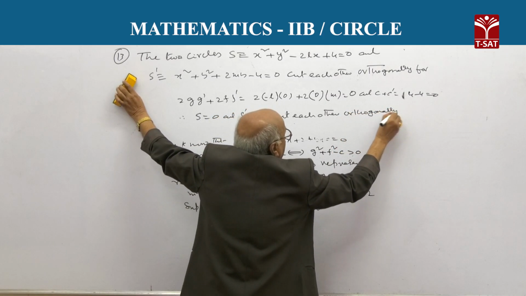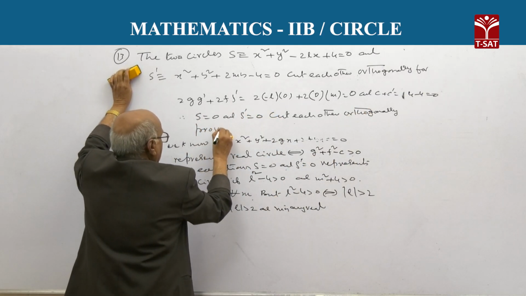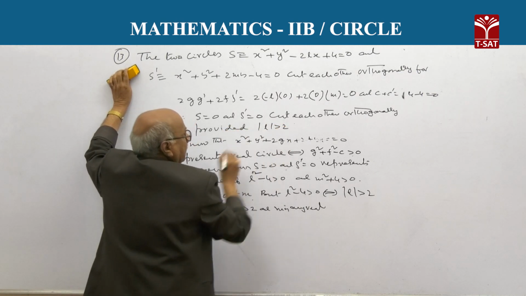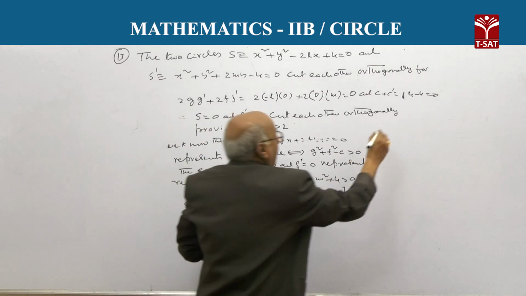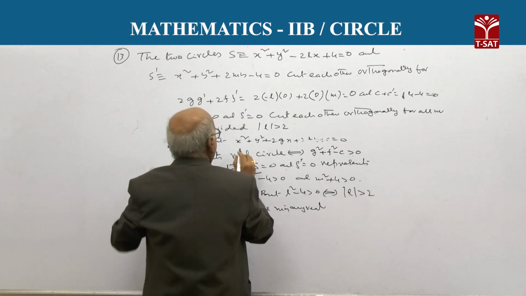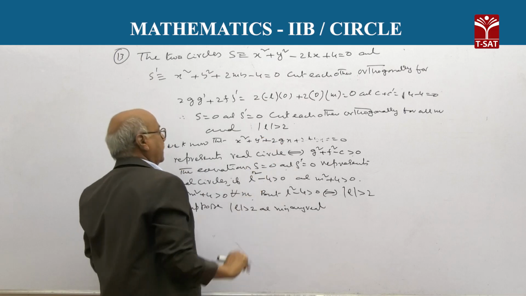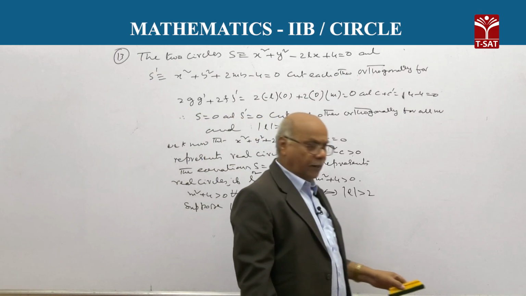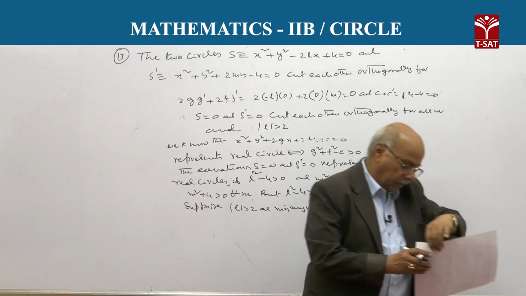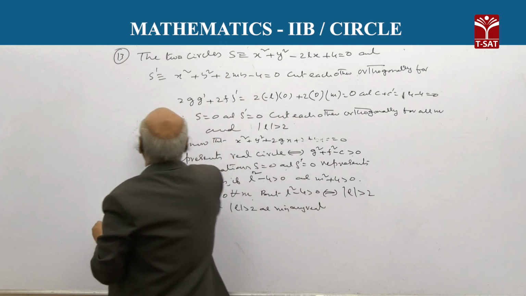Cut each other orthogonally, provided mod L is greater than 2 and for all m. So, that means the correct option is option number 2. So, therefore, the correct option is option number 2.